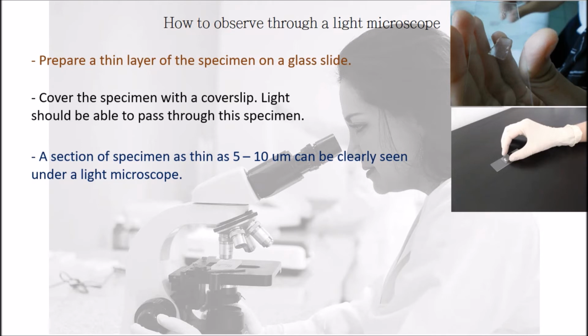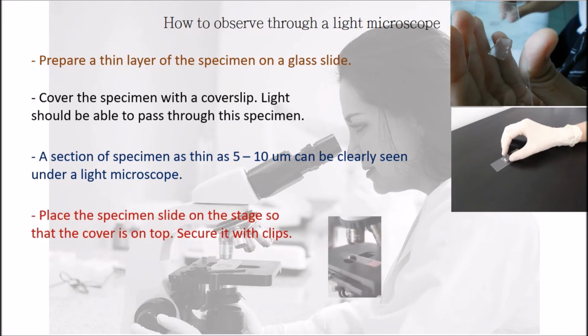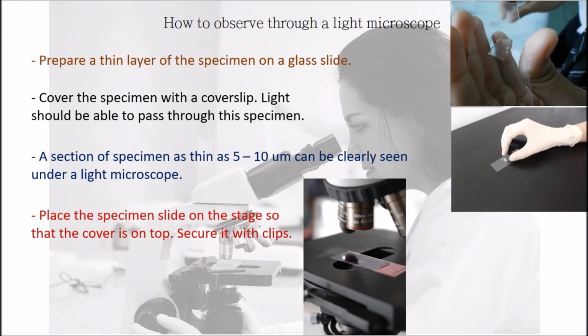Place the microscope on the table so that the base of the microscope touches the surface of the table. Place the specimen slide on the stage with the cover slip on the top. Secure it with clips.